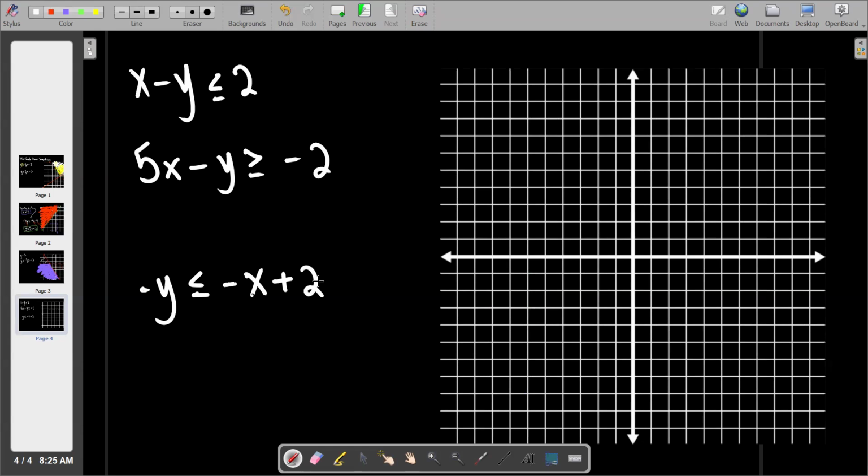But then you're like, oh no, y is not by himself. What do? We divide it by -1. And because we divide it by -1, we flip. Now, what I'm going to do right now is I'm going to mess up.